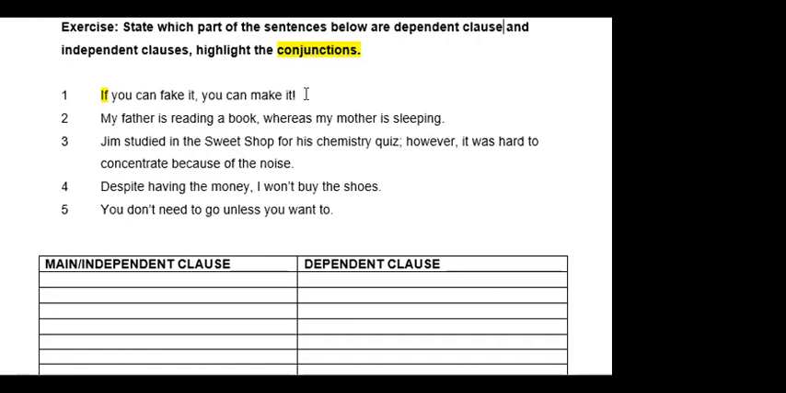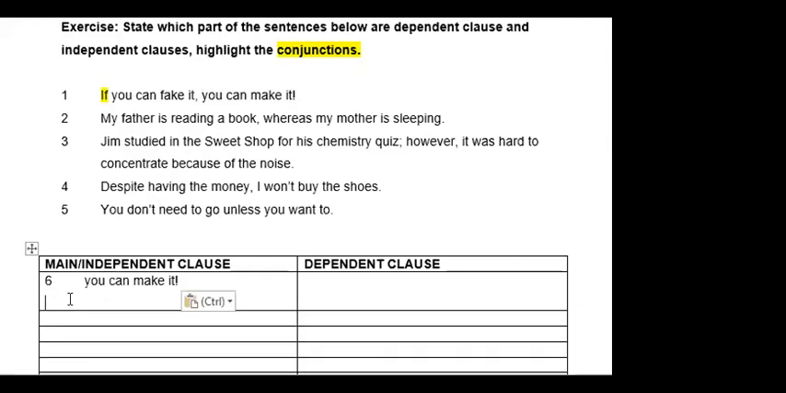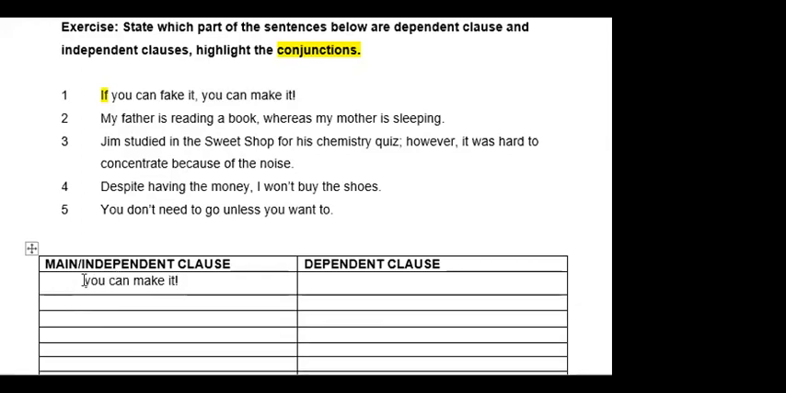Okay, some of you are saying "make it." And you're right, because the words "you can make it" are an independent clause. It can stand alone on its own. So I'm going to write it in there. But the words "if you can fake it" cannot stand on their own, because we don't know. It feels like something else needs to come after it, right? And also it has a conjunction, "if," so that's how we know it's a dependent clause.